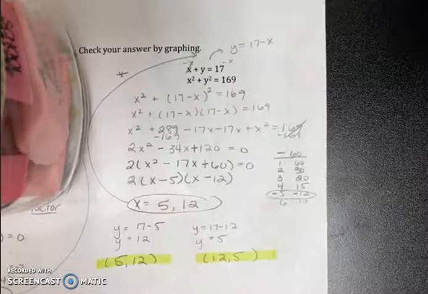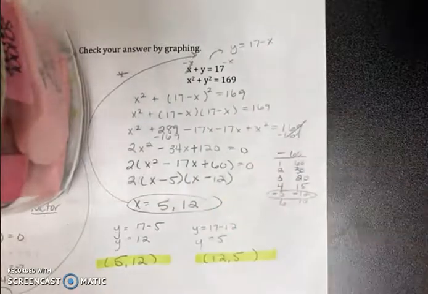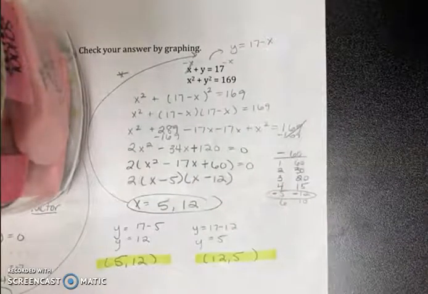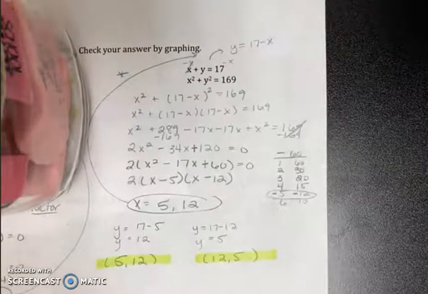So that gave us solutions of 5 and 12. Plug that back into one of the original equations or our rewritten equation 1, and you should get the y values. Make sure you write your final answer as coordinates.